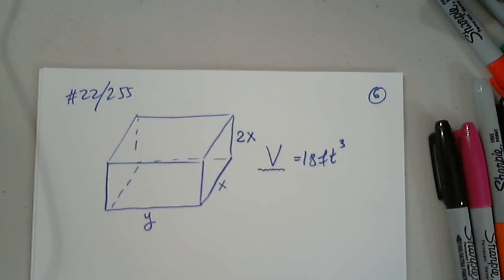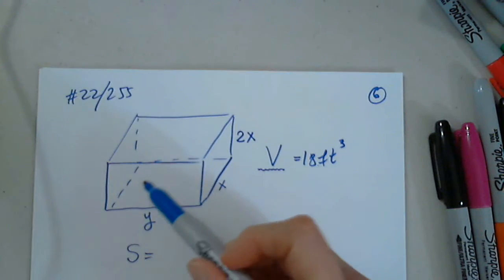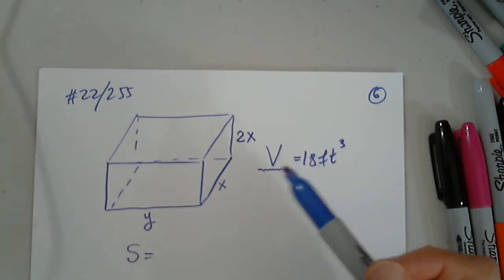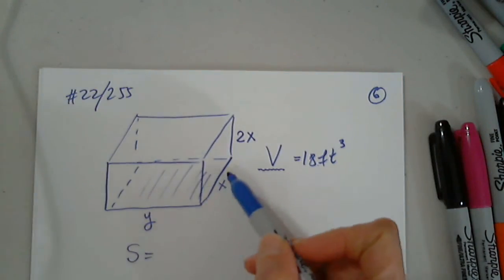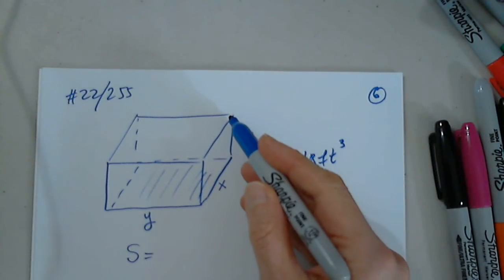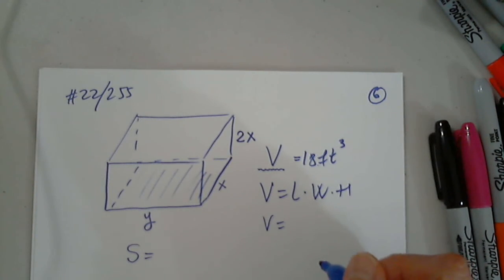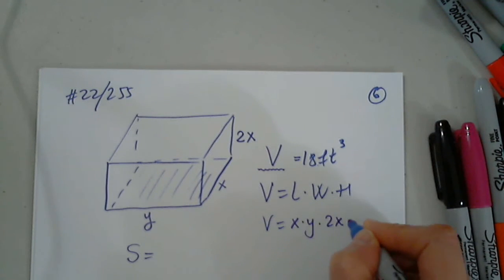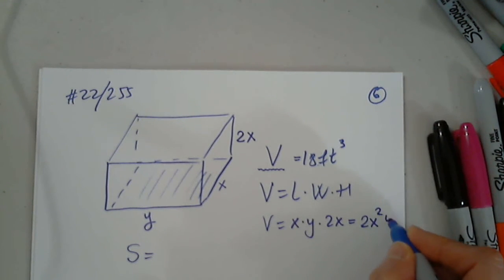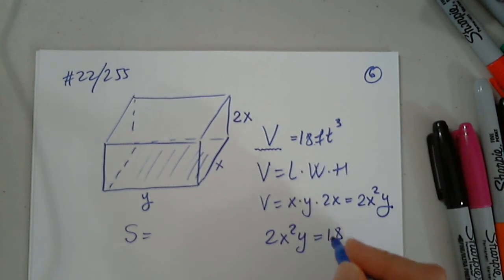So now we have to create a function that is the surface area, including top and bottom. And we also have to remember what the volume of such a matchbox, if you want, is. Area of the base times the height, or length times width times height. So the volume is length times width times height. In this case, it would be x times y times 2x, which is the same as 2x squared y. And we know that 2x squared y equals 18.